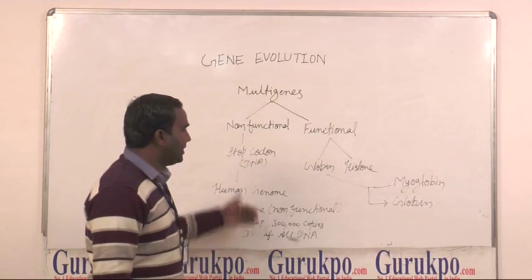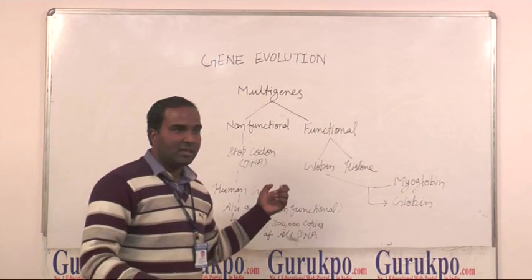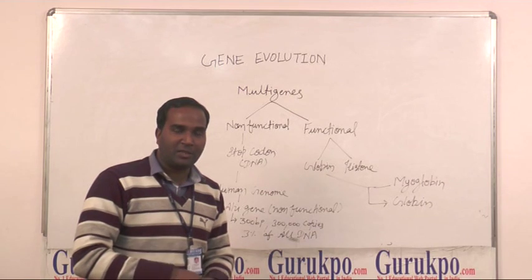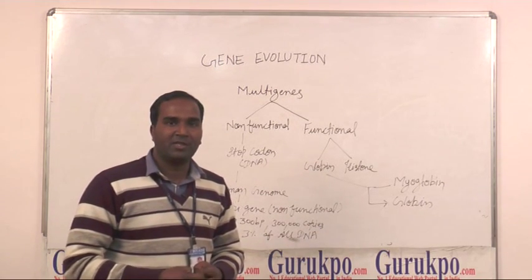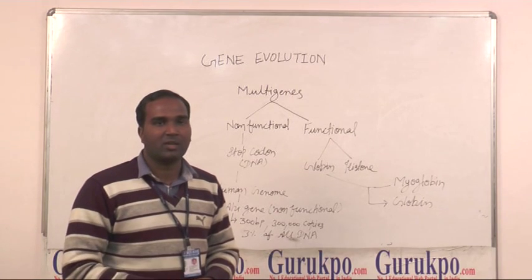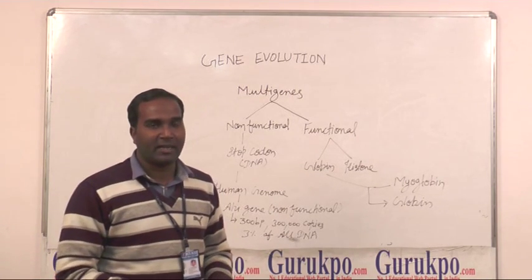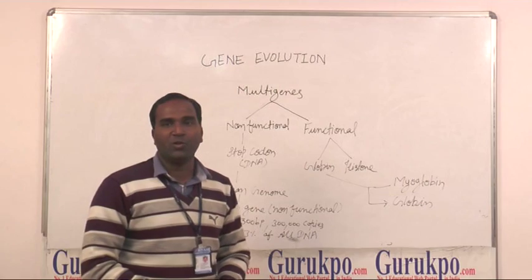It means gene evolution is the multi-gene groups, which have two types of genes, called the multi-gene groups, starting from the ancestral time to today's modern era. We call that gene evolution.